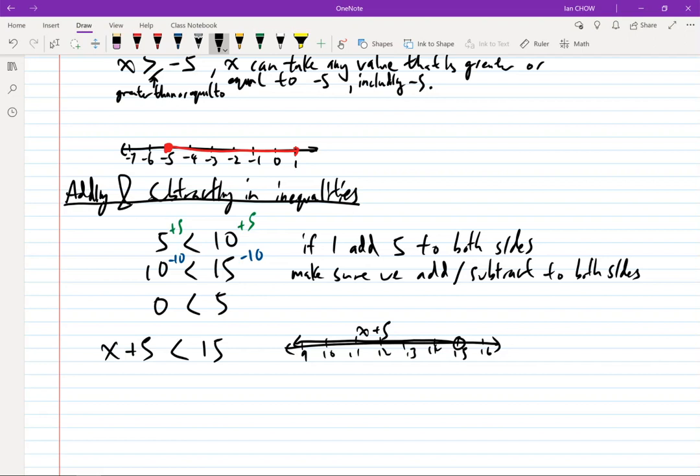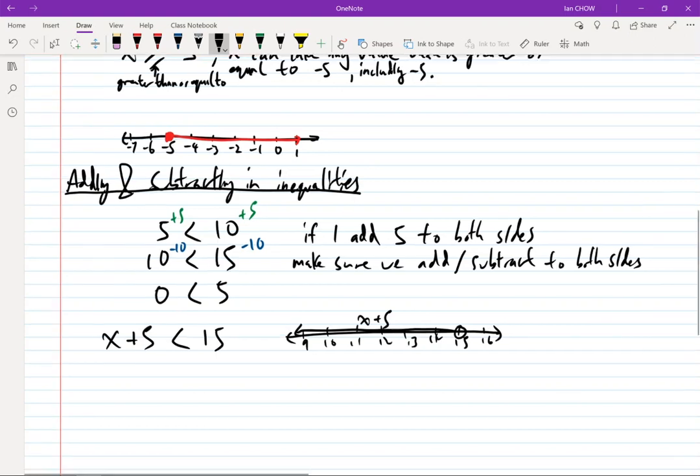Is 15 less than 15? No, 15 is not less than 15, which means that x cannot be equal to 10. It must be smaller than 10. If we think about 9.9, for example, and 9.9 plus 5 will be 14.9, it is still less than 15. And so we know that x will be less than 10.